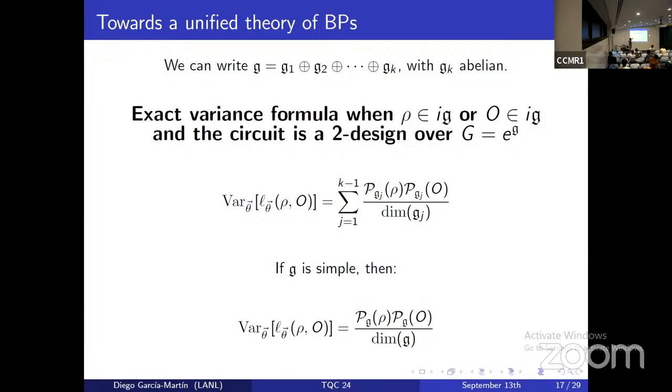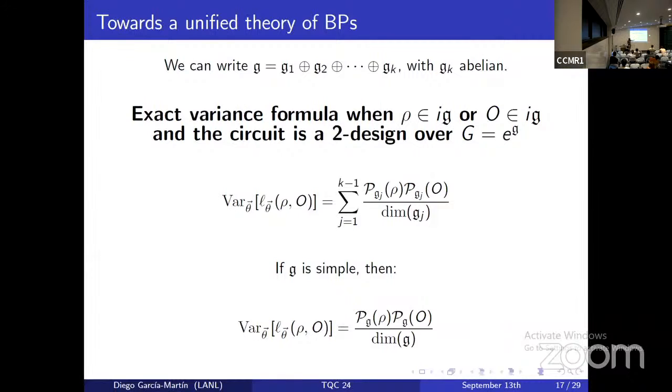To further understand this, let's say that g is simple. This only means that there is only one component in the direct sum, so it doesn't break down. For instance, the unitary algebra, the special orthogonal algebra, or the unitary symplectic algebra are all simple. Then the variance has this form: g-purity of rho times g-purity of O, divided by the dimension of g, the algebra. So here we see that in the denominator we have the dimension of the algebra, and that's why the previous conjecture is proven for the case when rho and O are in the algebra.